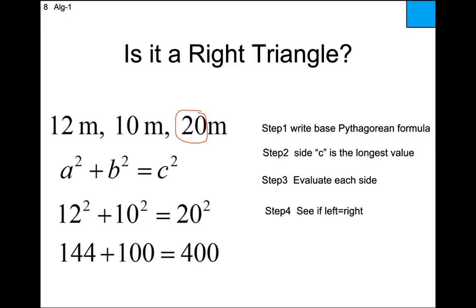So 144 plus 100, is that 400? Heck, no, it's not. So this is what it will look like if the answer is no. So no, those 3 side lengths do not make a right triangle. They might make a triangle. I don't know that. You'd have to use some algebra or geometry skills that I'll teach you next year. But what I do know is that even if it does make a triangle, it's not a right triangle.